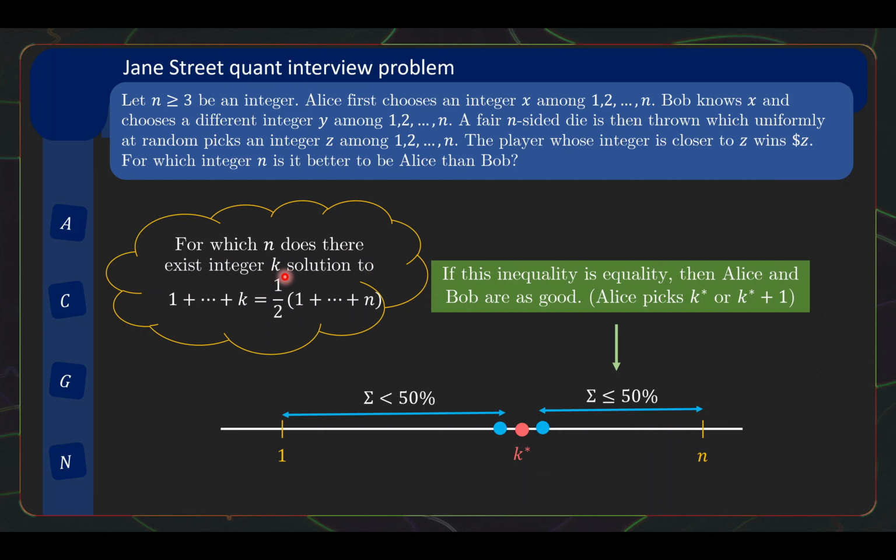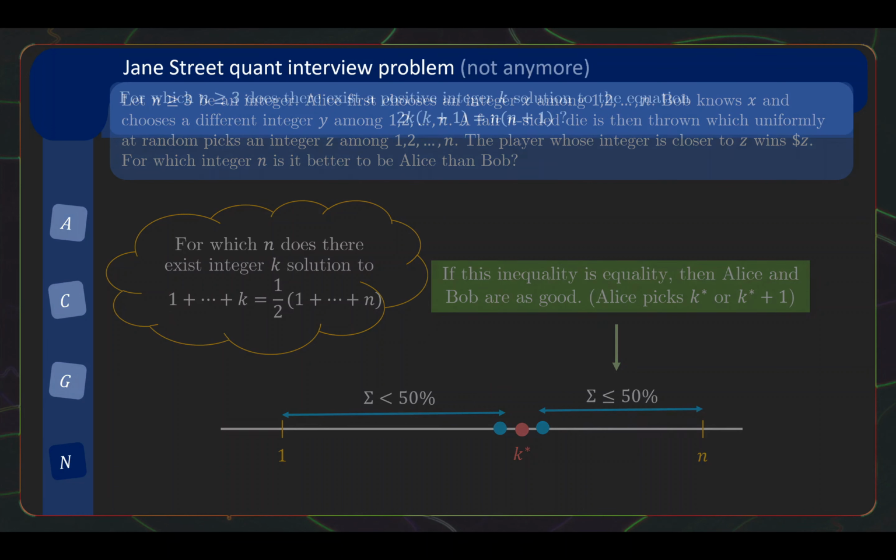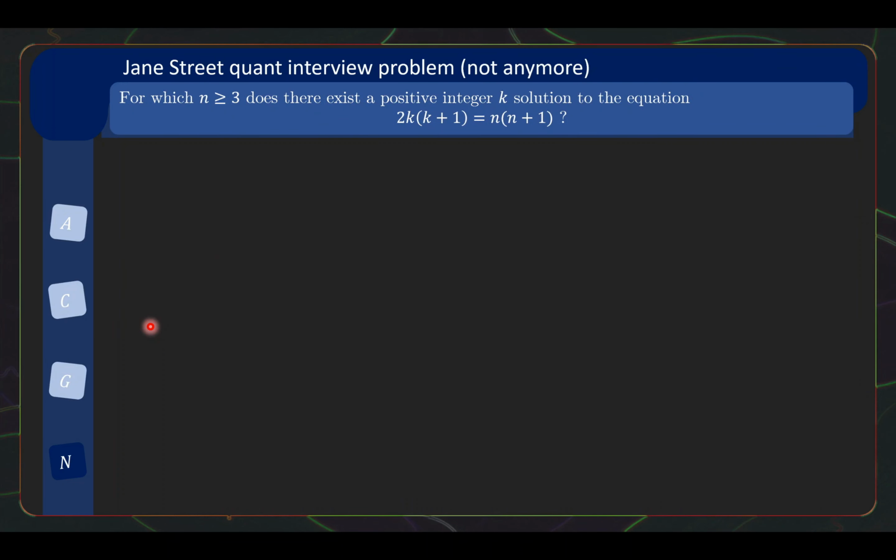So let's take a look at this further. The question then is, for which value of n does there exist an integer k solution to this equation, where the sum of the numbers from 1 to k is exactly 50% of the sum of the numbers from 1 to n? Okay, so let's take a look at this problem. We have now transformed this into part 2 of the video, which is not the Jane Street quant interview problem anymore, but a number theory problem.